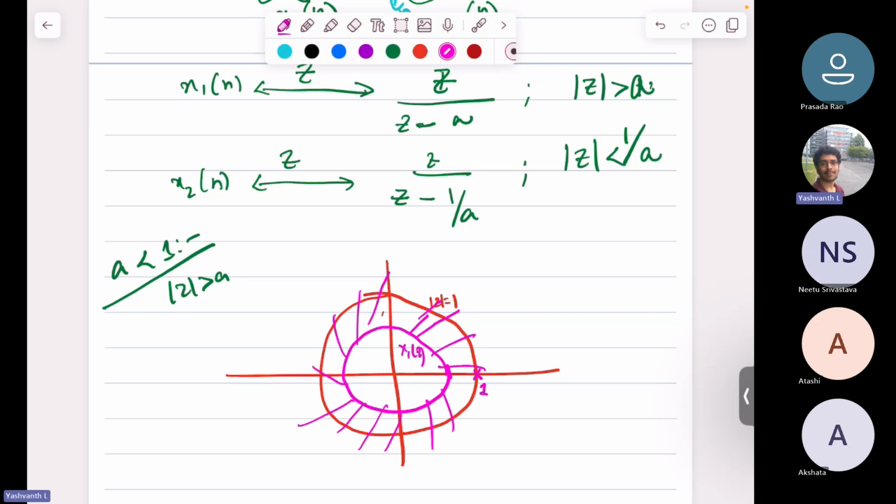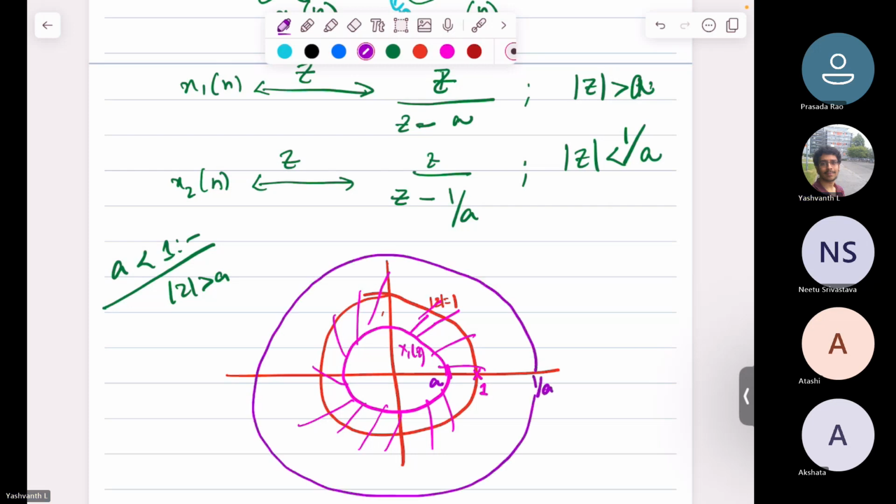Similarly, for x2 of z, mod z should be less than 1 by A. When A is less than 1, 1 by A will be more than 1. So let's say this is your A. Your 1 by A will be somewhere here, and draw a circle with that also. And it will be interior to the circle. So all of them will be ROC.